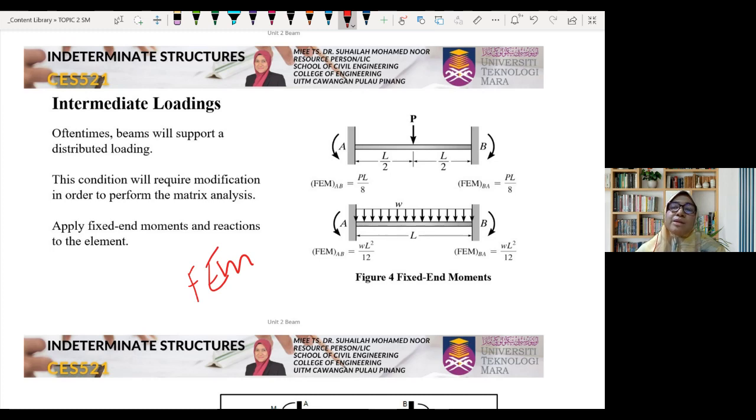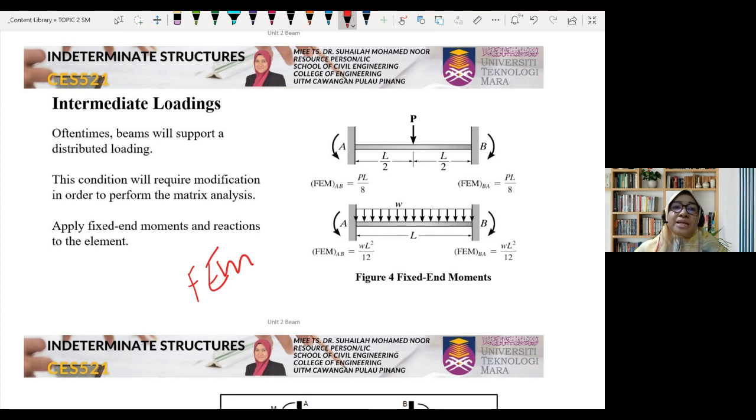Fixed end moment means we assume that both ends are fixed, whenever the beam is subjected to any type of load on the beam. It may be a UDL along the beam, or a point load at the center, or a point load anywhere along the beam, but not at a joint. It is just for calculating, or distributing, the member load to the nodes.